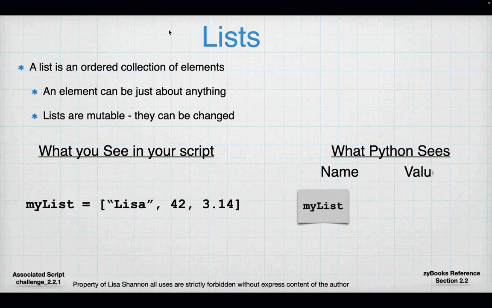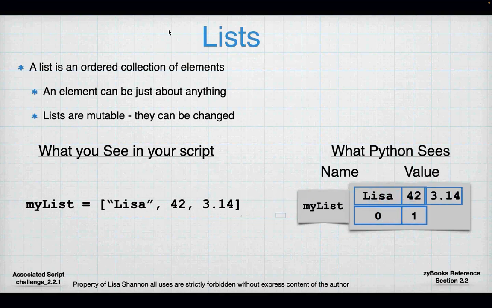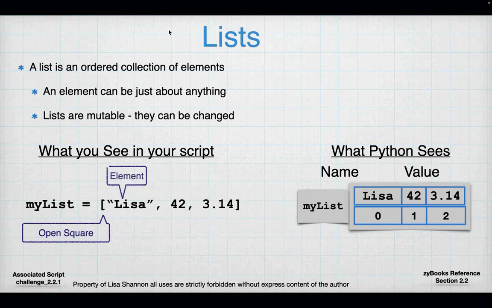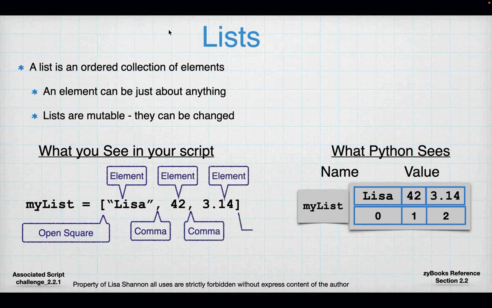Okay, so this is what Python sees. Python sees my list, and I have 3 values, and I have Lisa at index 0, 42 at index 1, and 3.14 at index 2. And they're all called elements. And the way a list works is there's additional syntax here. To define a list, that is not a string, because a string is a special form of a list, you start with an open square bracket, and you close with a closing square bracket. These have to be balanced, just like your parentheses have to be balanced, and quotes have to be balanced, your brackets have to be balanced. So you start with one and you end with the other, and that tells Python everything in between these two is in my list.